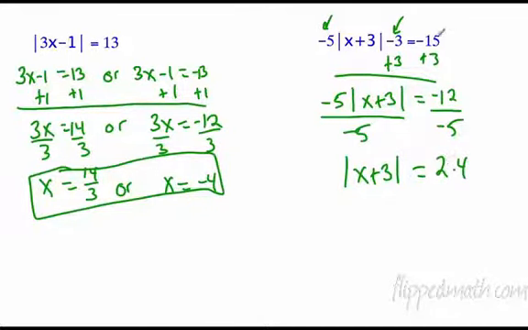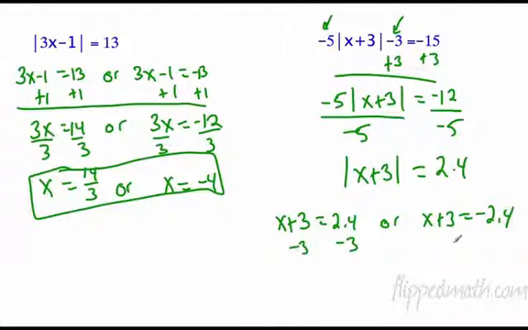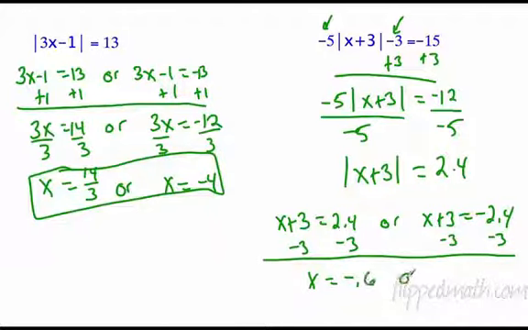See, this is why I'm saying at the beginning it looked like it was going to be no solution. But right now I have a positive number here, so I can set up my two equations. x plus 3 equals 2.4, or x plus 3 equals negative 2.4. And I'm going to subtract 3 on all these. So x equals negative 0.6, or x equals negative 5.4. Hopefully you feel smart about that like you should.